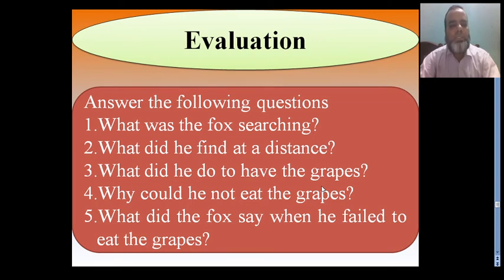What is the fox searching? What did he find at a distance? What did he do to have the grapes? Why could he not eat the grapes? What did the fox say when he failed to eat the grapes? These are the five questions. Please write the questions on your khata and answer the five questions.